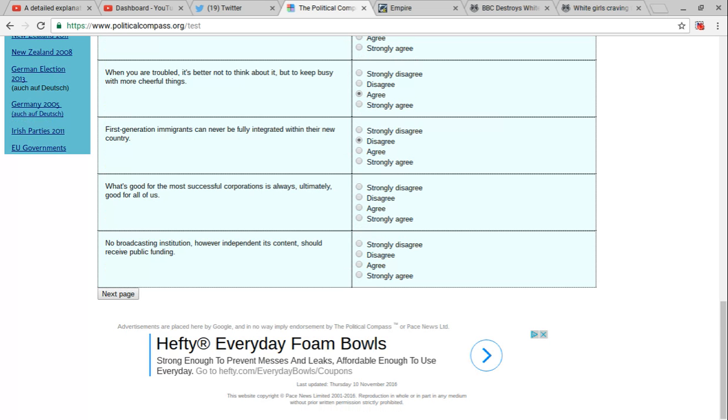What's good for the most successful corporations is always ultimately good for all of us. No, I disagree because it depends on the corporation. It depends on what's good for them. If oil prices being sky high is good for them, that's not good for everybody, especially poor people who could barely afford gas as it is.